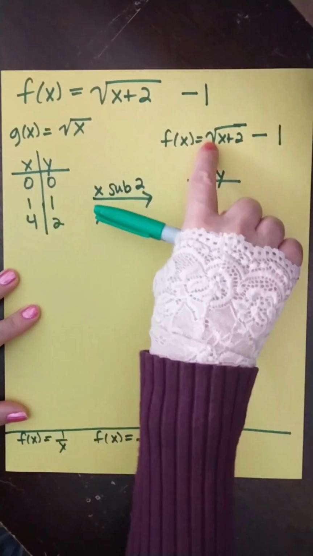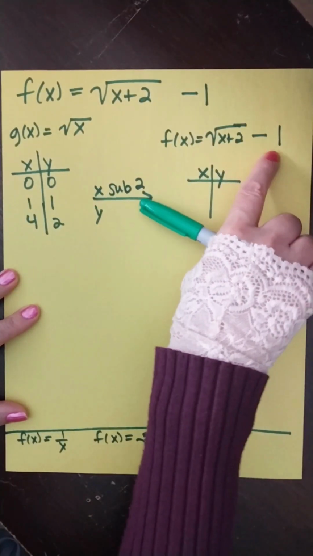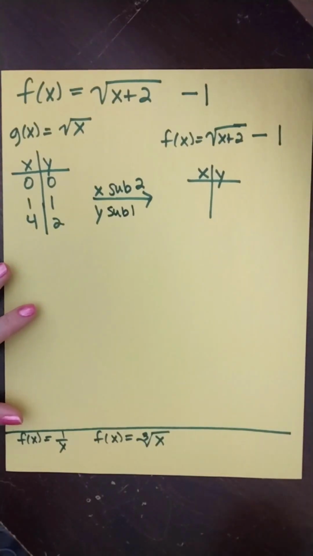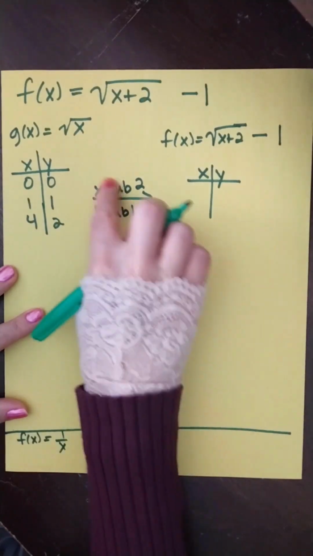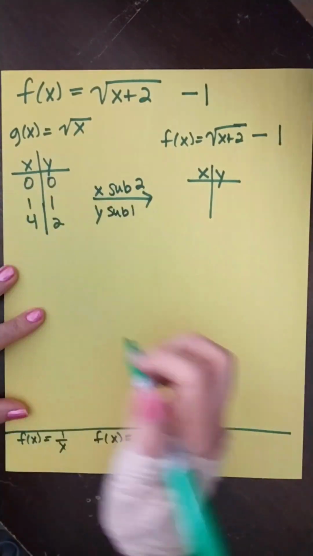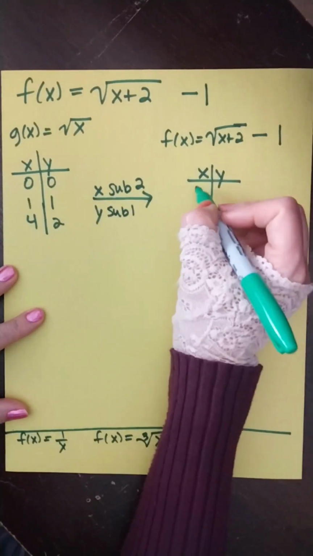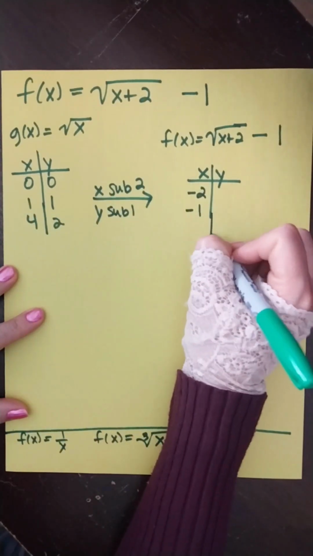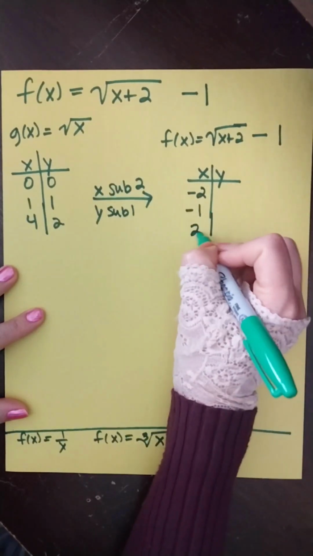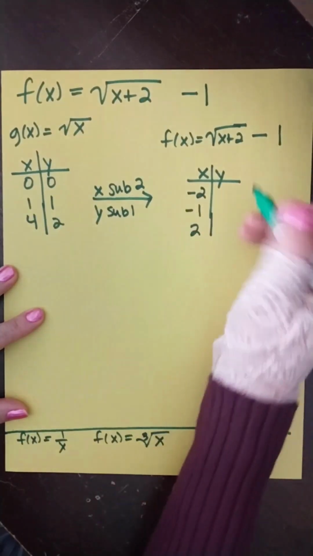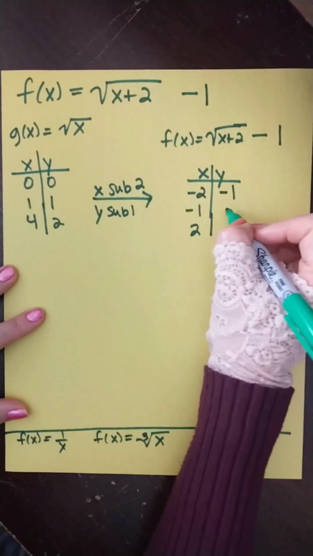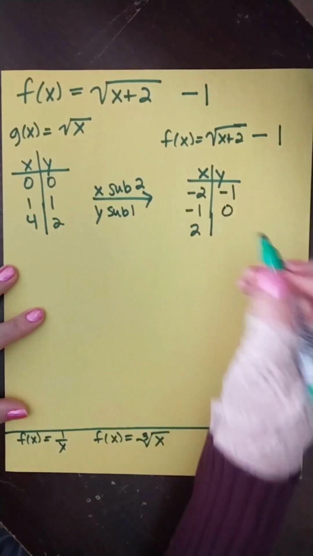So from this y to this y, I subtract 1, and you always write down as is whatever arithmetic that you see that's happening to y. So we're going to do all this arithmetic to these points. So 0 minus 2 is negative 2. 1 minus 2 is negative 1. 4 minus 2 is 2. 0 minus 1 is negative 1. 1 minus 1 is 0. And 2 minus 1 is 1.